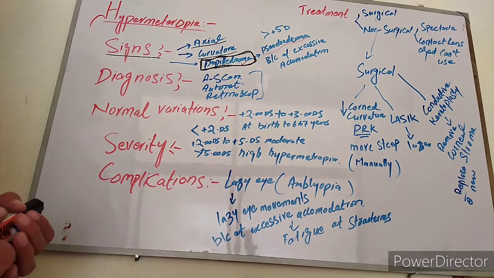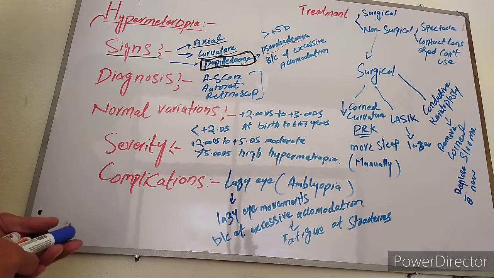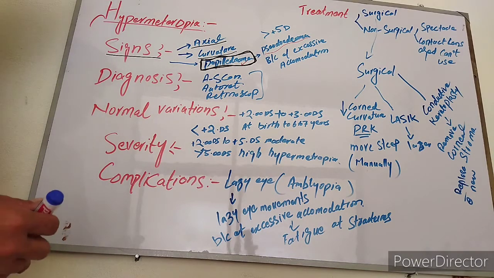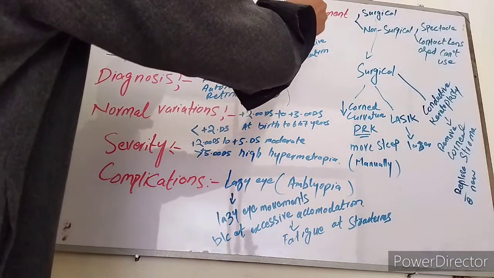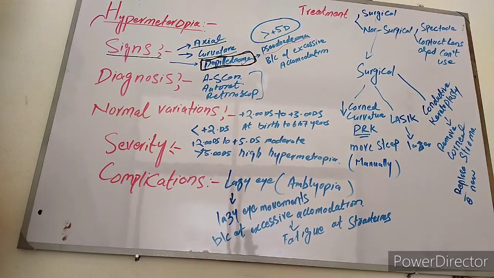Then because of this there will be edema in the fundus. But this edema will occur only if the refractive error is more than 5 diopter. If the refractive error is less than 5 diopter, there will be no papilloedema. These are the signs of hypermetropia.